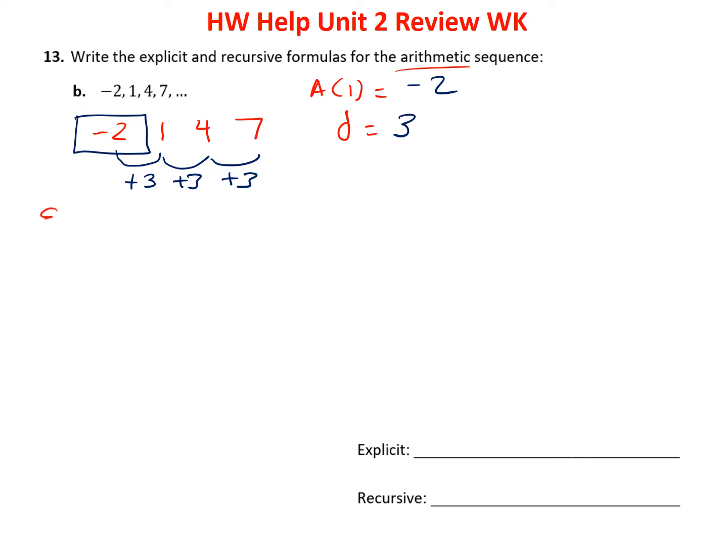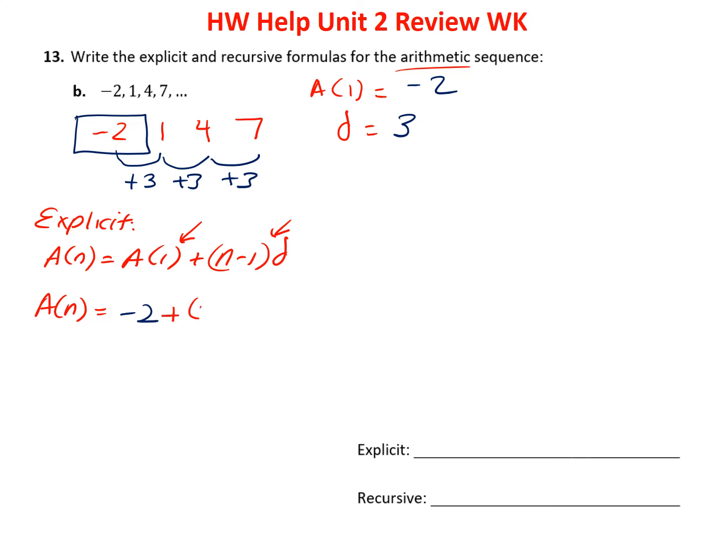Now, our explicit formula has the form: the nth term equals the first term, a of 1 means the first term, plus n minus 1 times d. So all I have to do is plug in my a1 and my d. My answer is a of n, the nth term, is the first term, and the first term, remember, is negative 2, plus n minus 1 times d, and my difference here is 3. I'll put it in parentheses to remind me that I'm multiplying. So my answer here for the explicit, a of n equals negative 2 plus n minus 1 times 3.